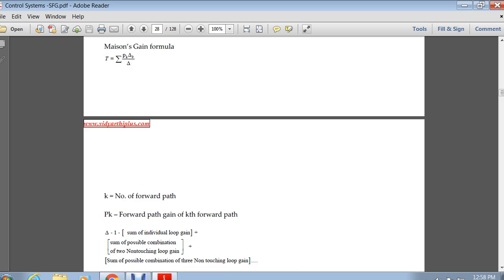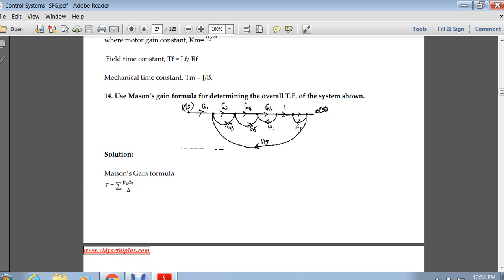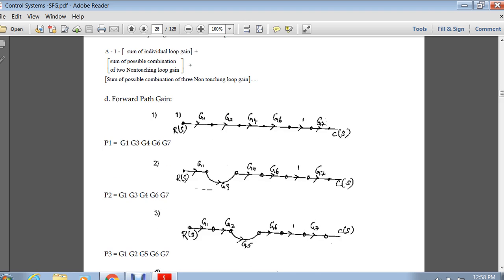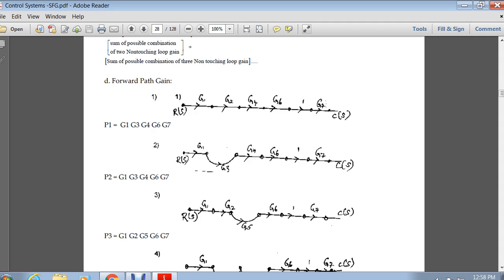So coming to this problem, here we have four forward paths. The first forward path is coming from RS with the gains G1, G2, G4, G6, 1 and G7. This is one forward path. Now we take its product of gains as P1 is equal to G1, G2, G4, G6, G7. Coming to one more forward path, that is from RS to G1, from there straight away to G3, G4, G6, G7 up to CS. So its gain value is P2 is equal to G1, G3, G4, G6, G7.